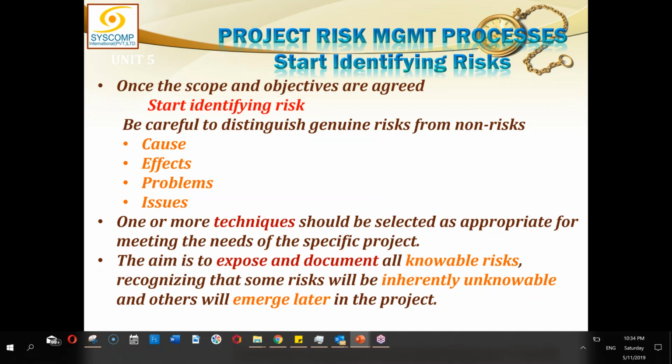One or more techniques should be selected as appropriate for meeting the needs of the specific project. The aim is to expose and document all knowable risks. That is number one priority. All knowable risks must be identified. If I am careless, I may even forget about some of the knowable risks. This we can't afford. We should be able to capture all the knowable risks, recognizing that some risks will be inherently unknowable, and others will emerge later in the project.